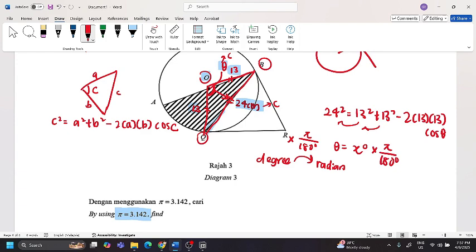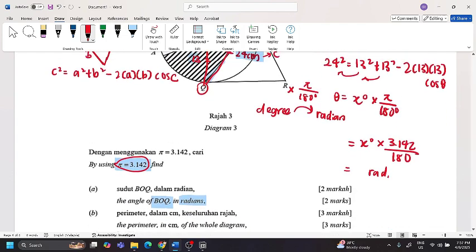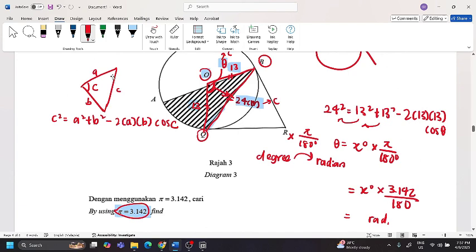Do you press the calculator like this? No. Remember, use pi equals 3.142. So the angle you find times 3.142 divide by 180, then you should find what? You should find the angle in radian. This is A.